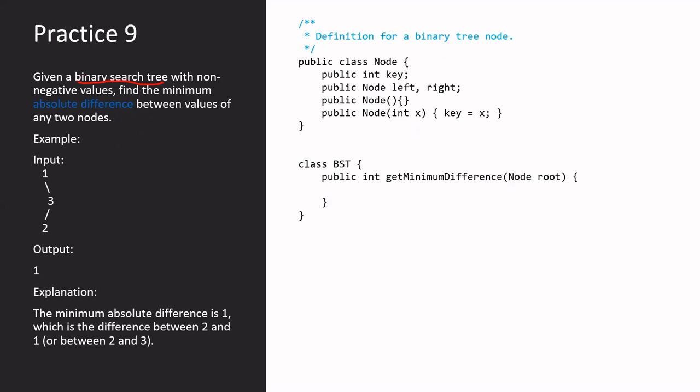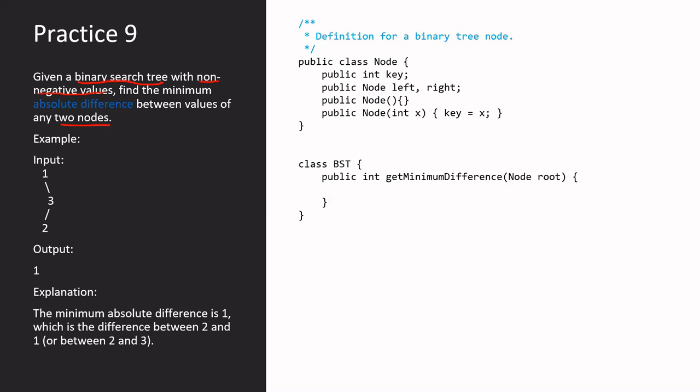Questions on this? So let me know if you don't have a clue what a binary search tree is, okay? Otherwise, I'll just assume that everyone knows what this is. Given a BST with non-negative values, note that non-negative values, so everything is positive. Find the minimum absolute difference between values of two nodes. So the two nodes here, they are arbitrary. They can be anywhere.